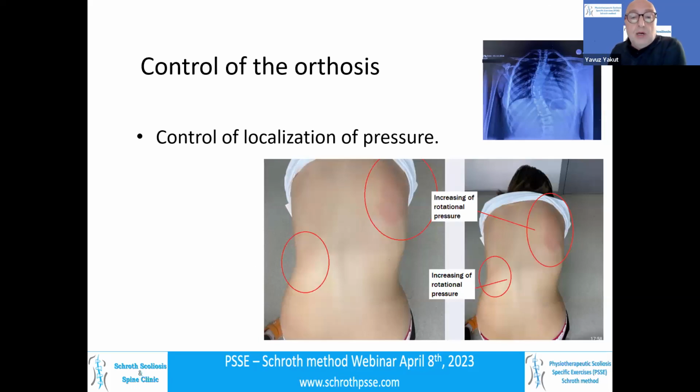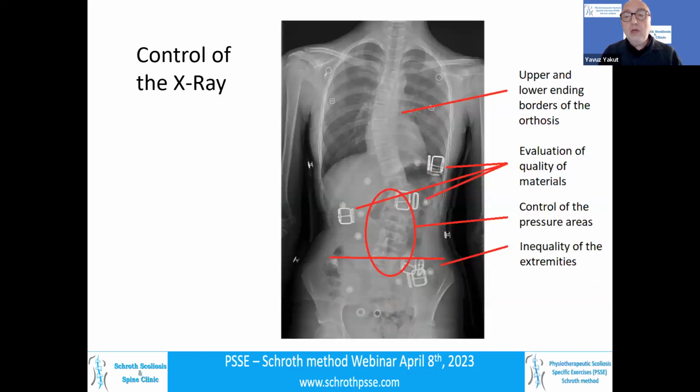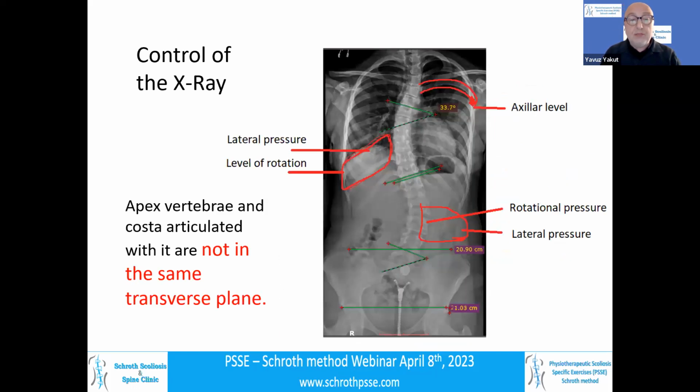Now, let me show some samples. Let's say control of localization of pressure is wrong because there is just lateral pressure, but rotation is not so good. So in these patients, I added some rotational pressure. This is also the best way to control the orthosis, by X-ray with the orthosis, if it's possible. Now, upper border and lower border of the orthosis, checking the materials, pressure area control, and checking the inequality of extremities with an orthosis is very important.